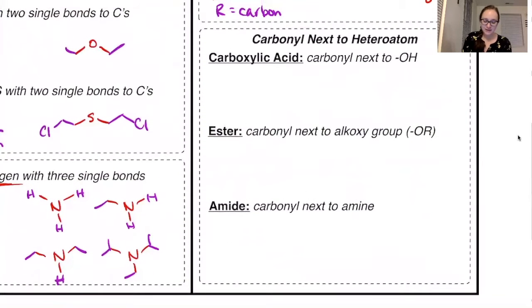Okay, and our last three are going to be carbonyls next to heteroatoms. So our first one is called a carboxylic acid. I'm going to warn you now, I often misspell carboxylic, and I apologize when I do that. This is a carbonyl next to an alcohol, next to an OH. So it looks like this, carbonyl OH, and then you have your R group.